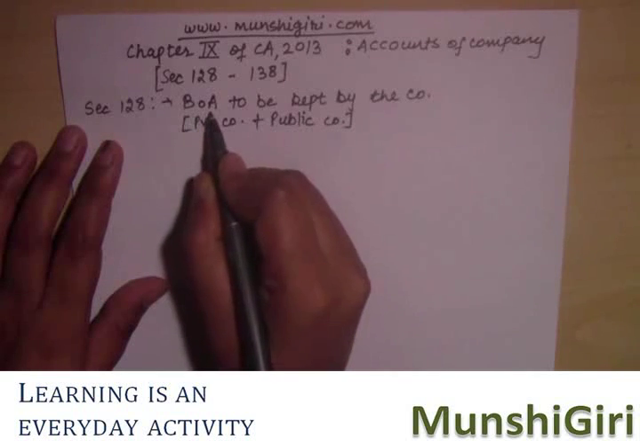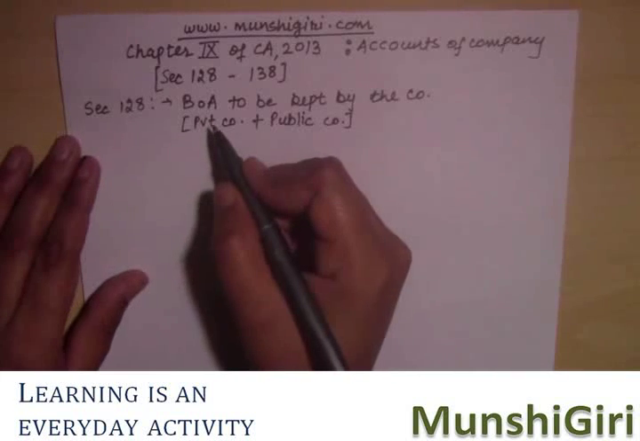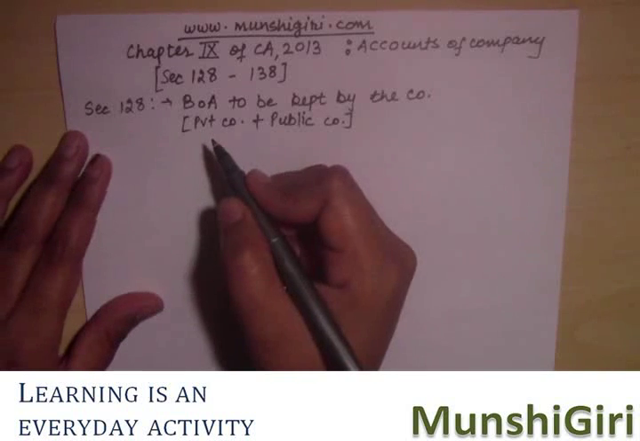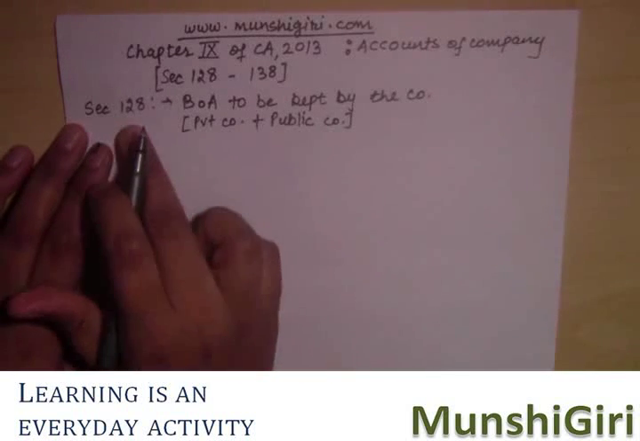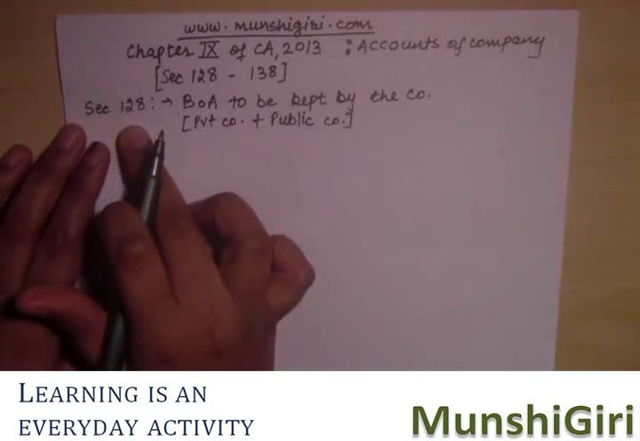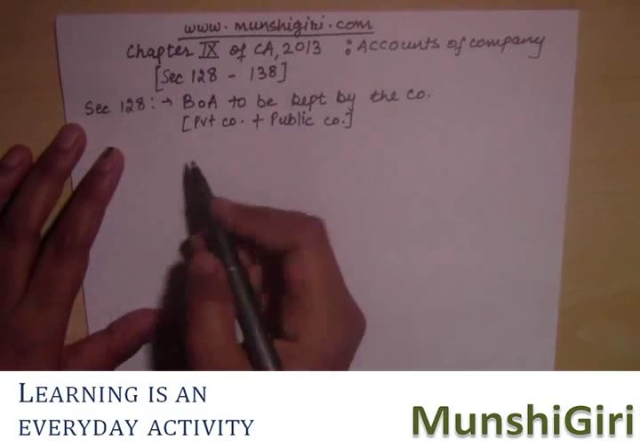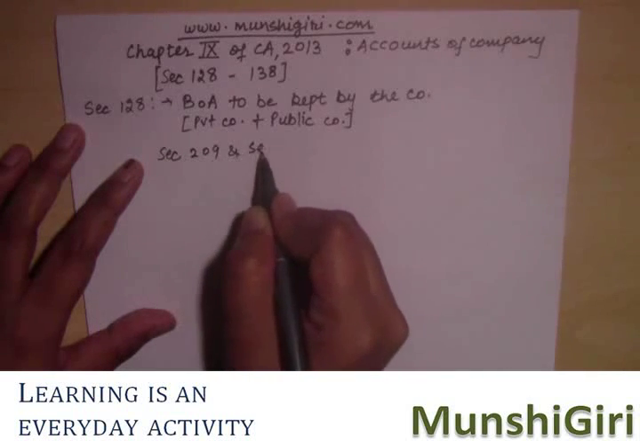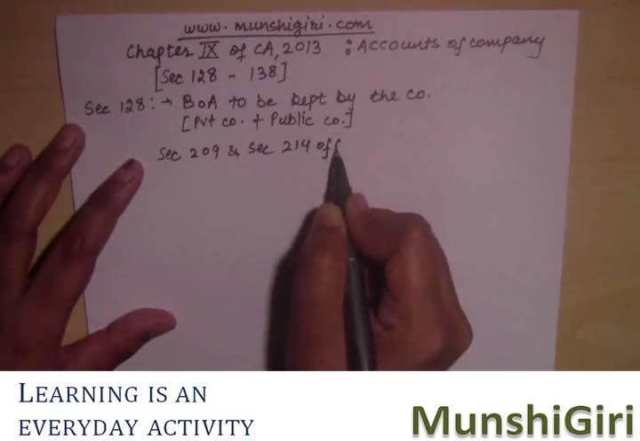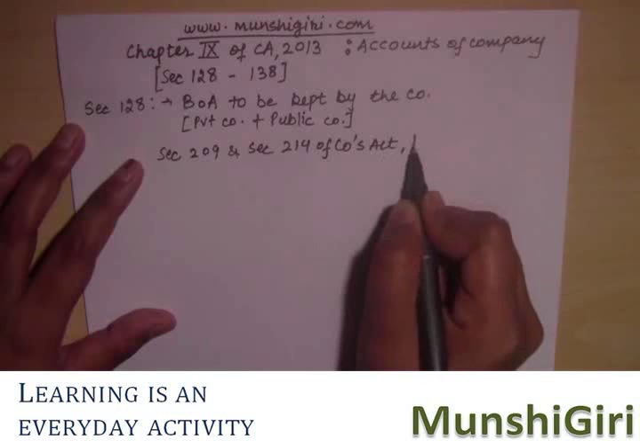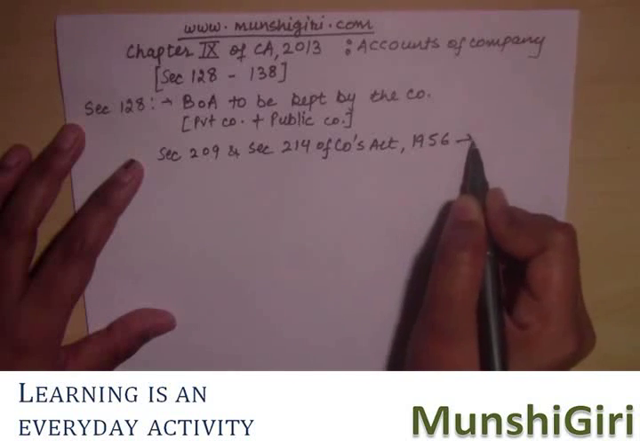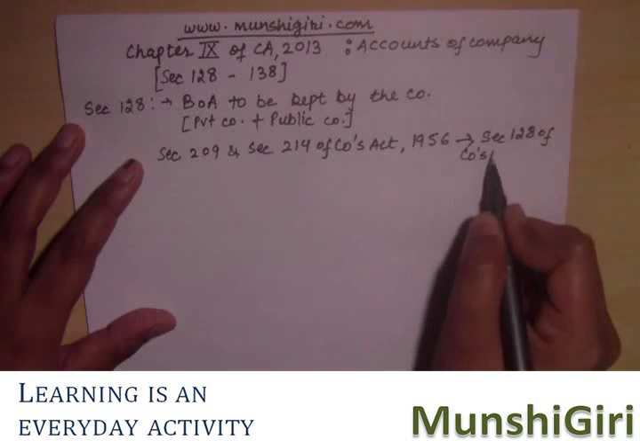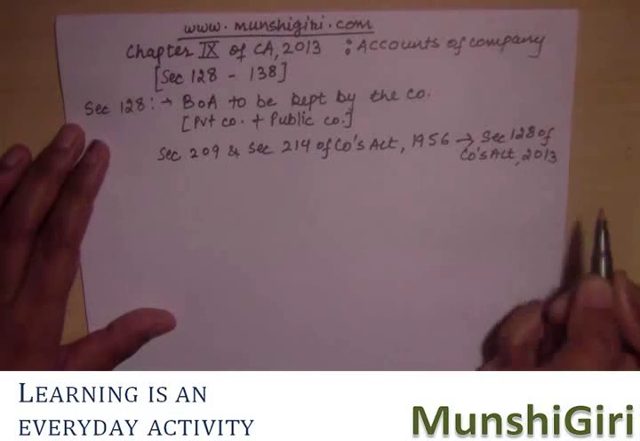BOA here refers to the books of accounts. Earlier this was Section 209 and 214 of the Companies Act 1956. This Section 128 has been made by merging two sections of Companies Act 1956, that is Section 209 and Section 214 of Companies Act 1956, which now becomes Section 128 of Companies Act 2013.